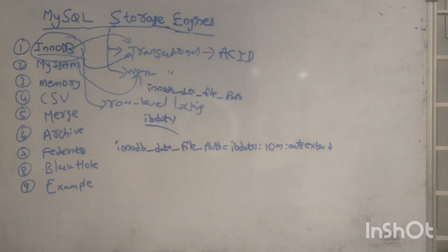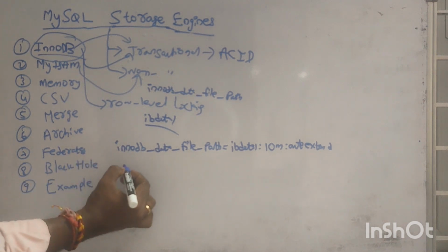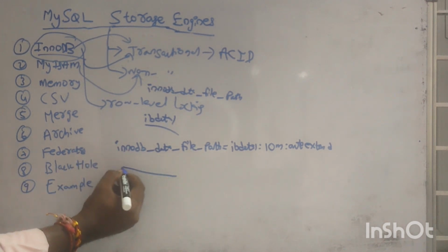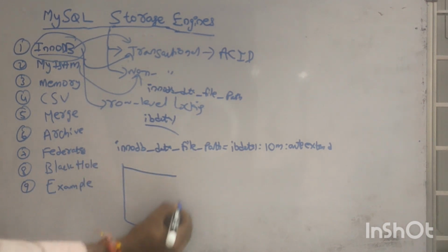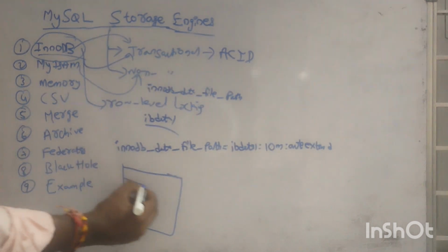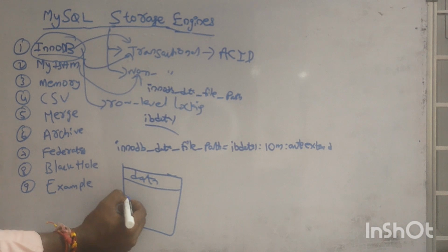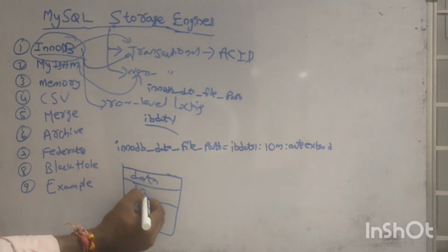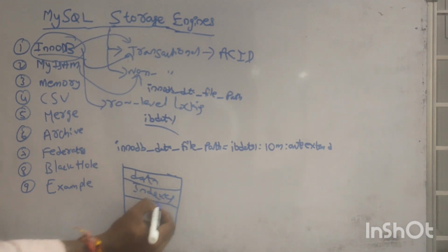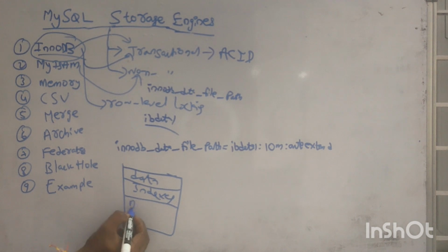Also, the InnoDB storage engine architecture uses a file-per-table architecture. So for each and every table, it creates one file. In the same file, it will store data, indexes, and also the data dictionary.